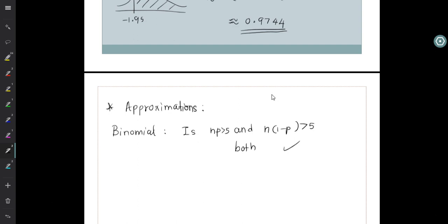When n is very large, usually this will be satisfied, but it is always good to check whether np is greater than 5 and n times 1 minus p is also greater than 5 for the binomial situation.